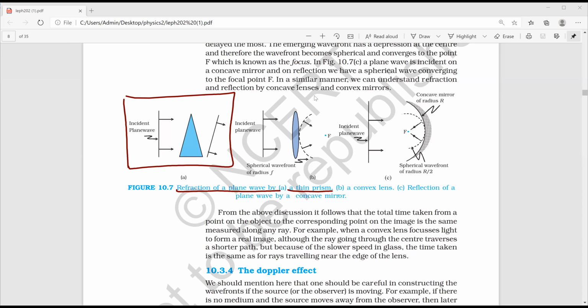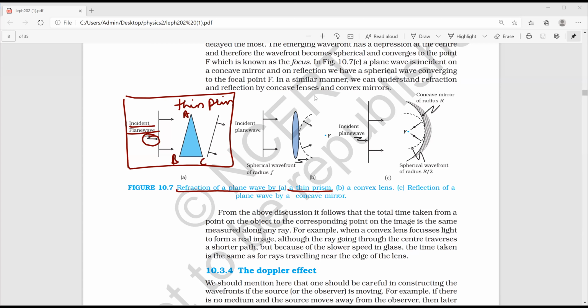Here the prism is shown. You can name it as A, B, C; generally the name is not given here. So generally the diagram is shown here, and this is the incident wavefront. When a light ray passes through this thin prism, let us name it A, B, C for your reference.